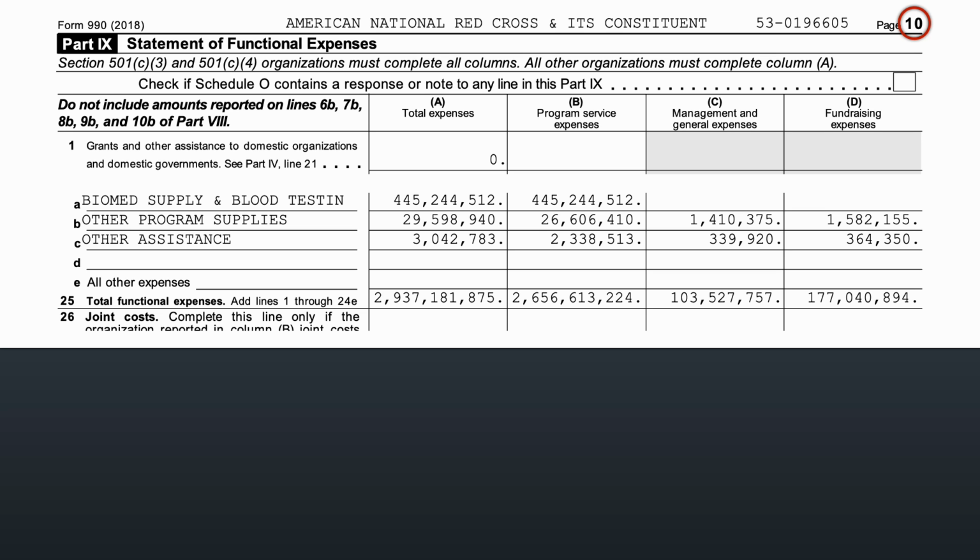And then column B has everything that's considered a program service expense. And so this is everything that they can say is directed toward a charitable purpose. And for them, that was $2.6 billion. Their management and general expenses, so these are expenses that aren't going directly toward a charitable program, that was $103 million, and then their fundraising expenses were $177 million.